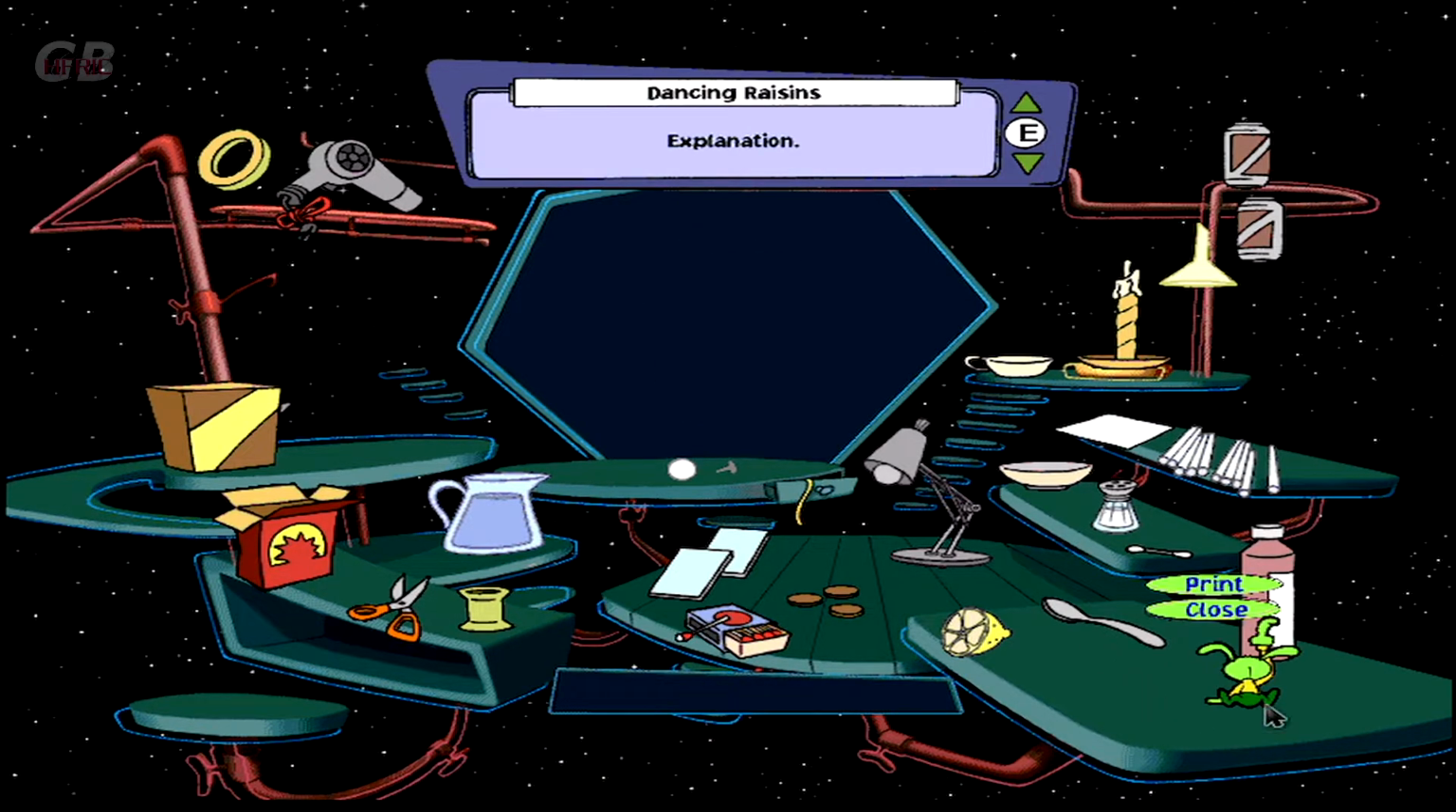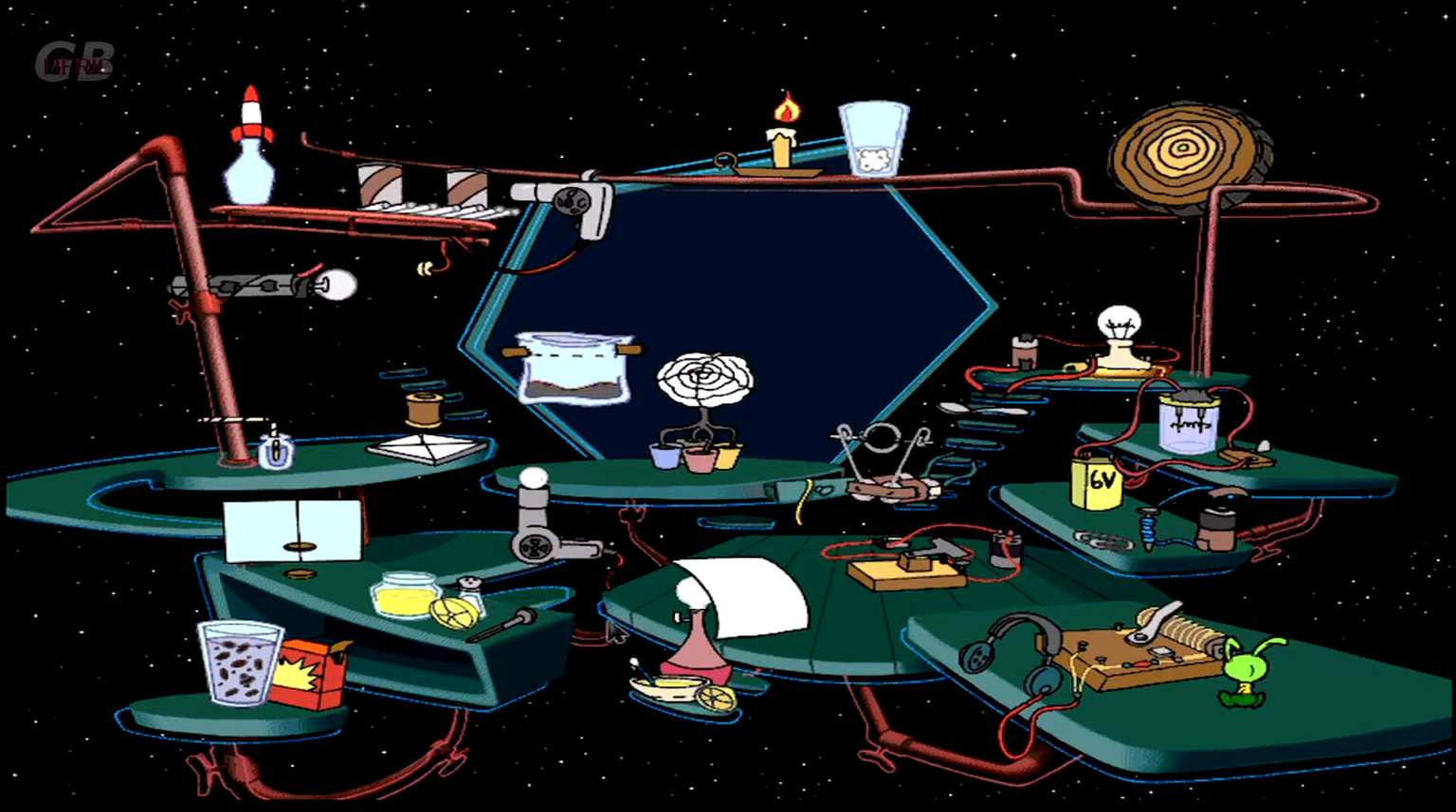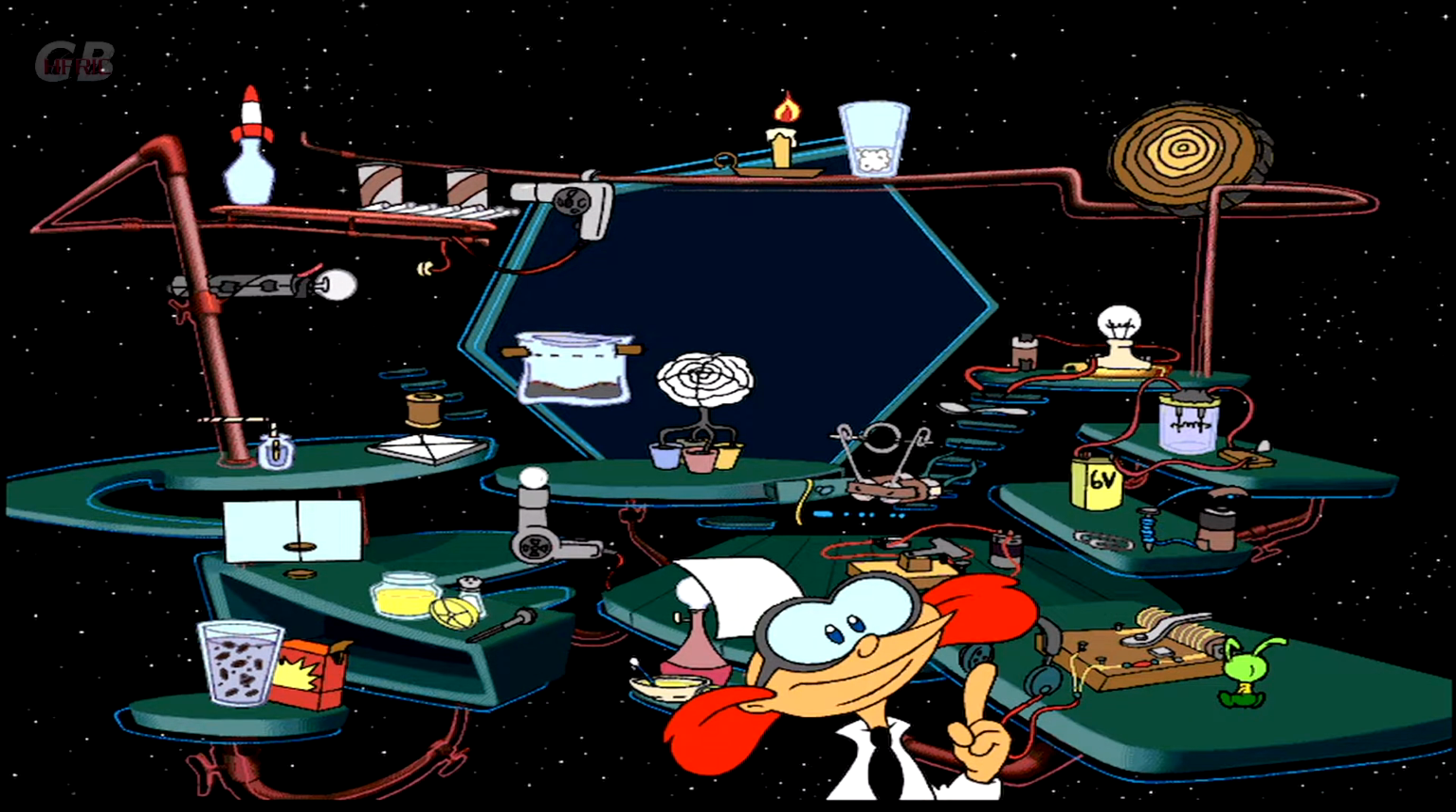To try another experiment, clean. Oh boy, it's the cleaning pennies experiment.